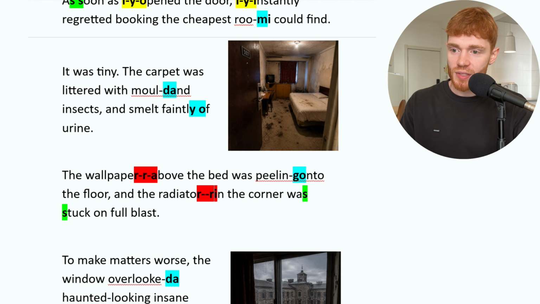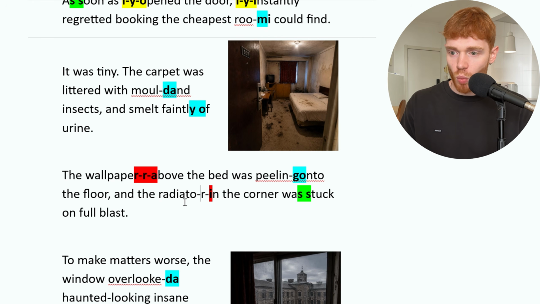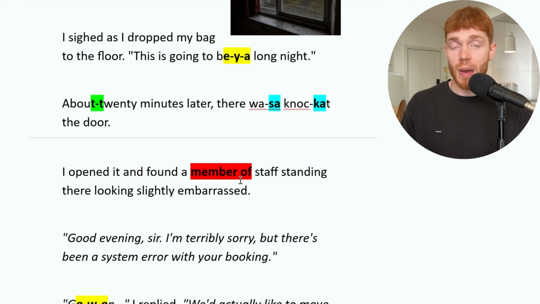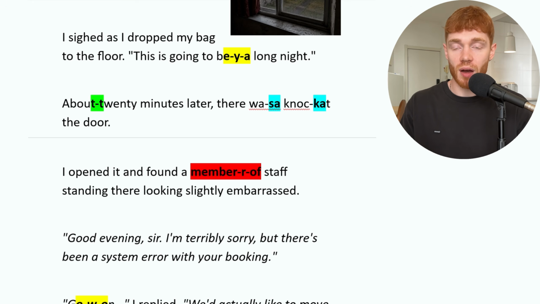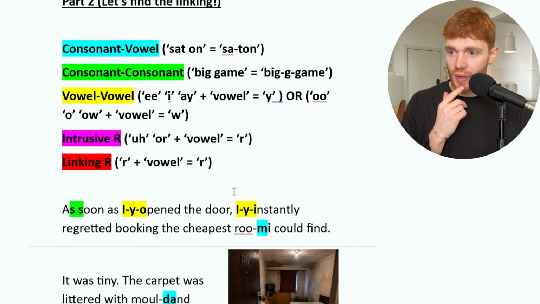Okay, so you can kind of see this as an extension of the consonant-vowel rule. When there is an R here, we do actually say it, okay? If there's a vowel next to it. Another example, member of staff. Member ends in an R, we don't say the R, but there's a vowel next to it, so we do say it. Member of staff, okay? And I think that's all the examples we have there.